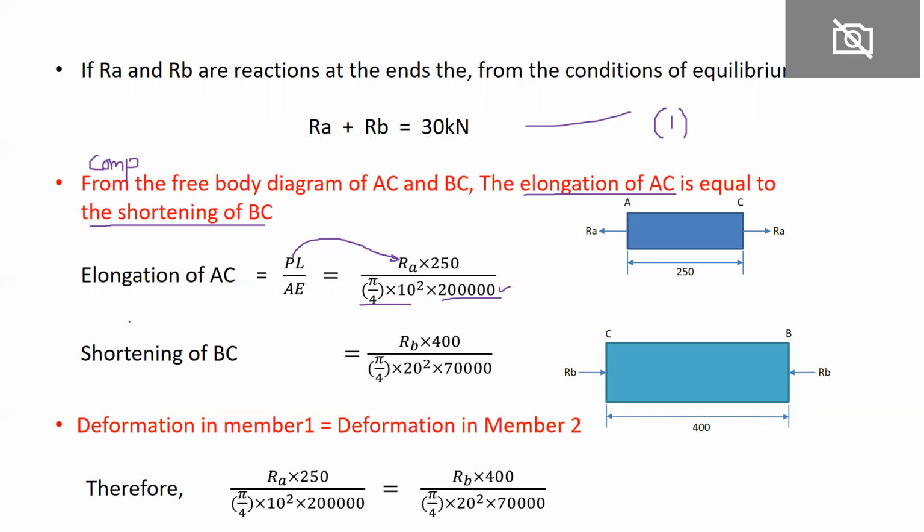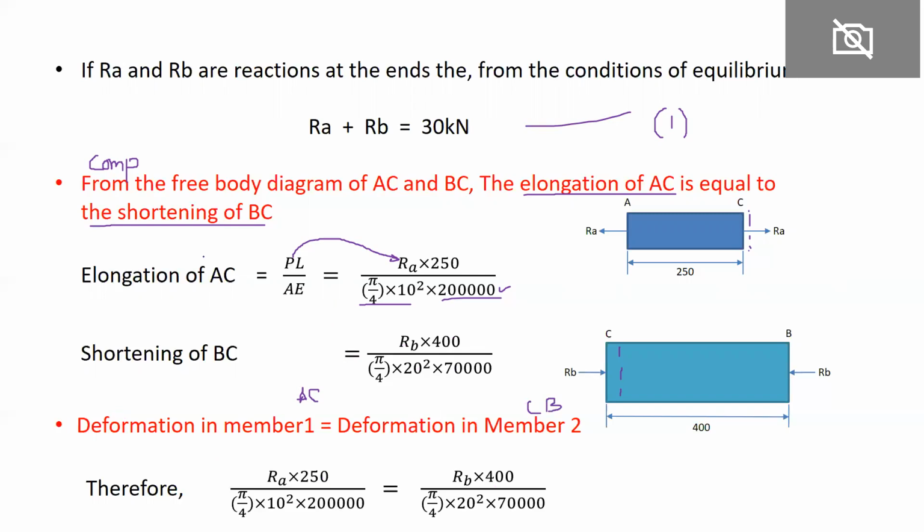Similarly, we have to find the shortening of BC. It is shortened by some distance, and the other bar elongates by some distance. That we have to find out, and both are one and the same. That is equal to R_B into 400 upon pi by 4 into 20 square into 70,000. So this gives you the elongation in the second bar. According to the compatibility equation, deformation in member 1, that is member AC, is equal to deformation in member CB.